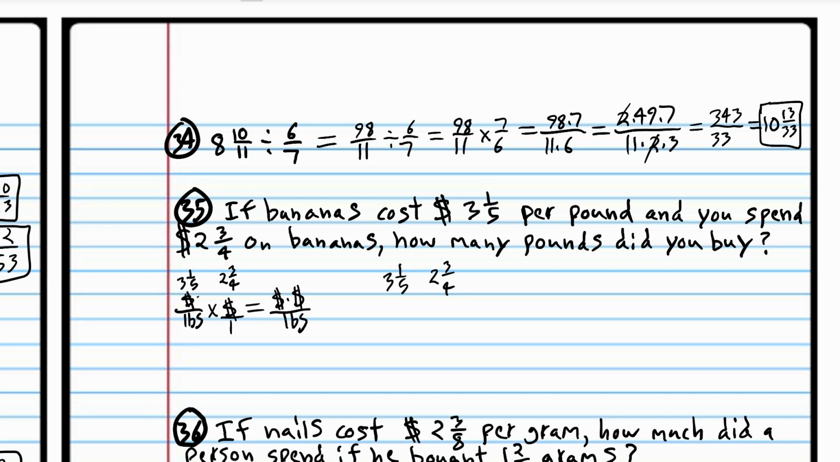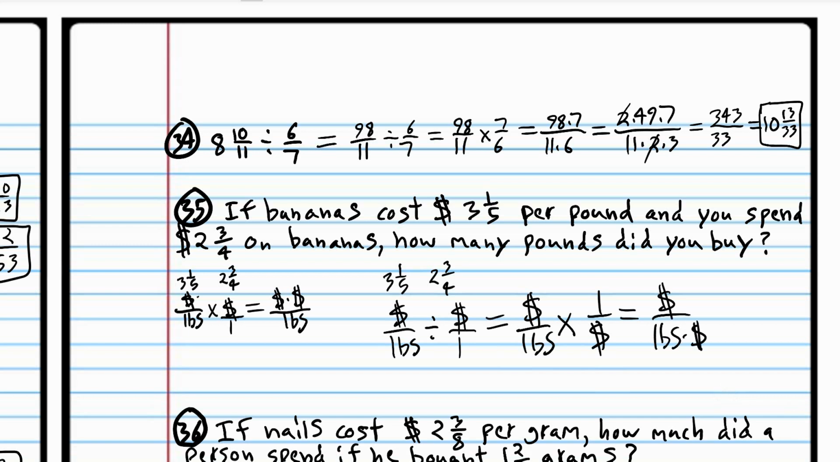Let's see. So now we've got dollars per pound. We're going to change it to division, divided by dollars, and dollars is going to be over 1. Now, because we're using division, we have to use the division algorithm, which means we keep the dividend, change to a multiplication sign, and flip the divisor. So then we get dollars times 1 is just dollars, and pounds times dollars is pound dollars. Then we can cancel out the dollar signs, and that sounds good, right? But now we're left with 1 over pounds. We don't want 1 over pounds.